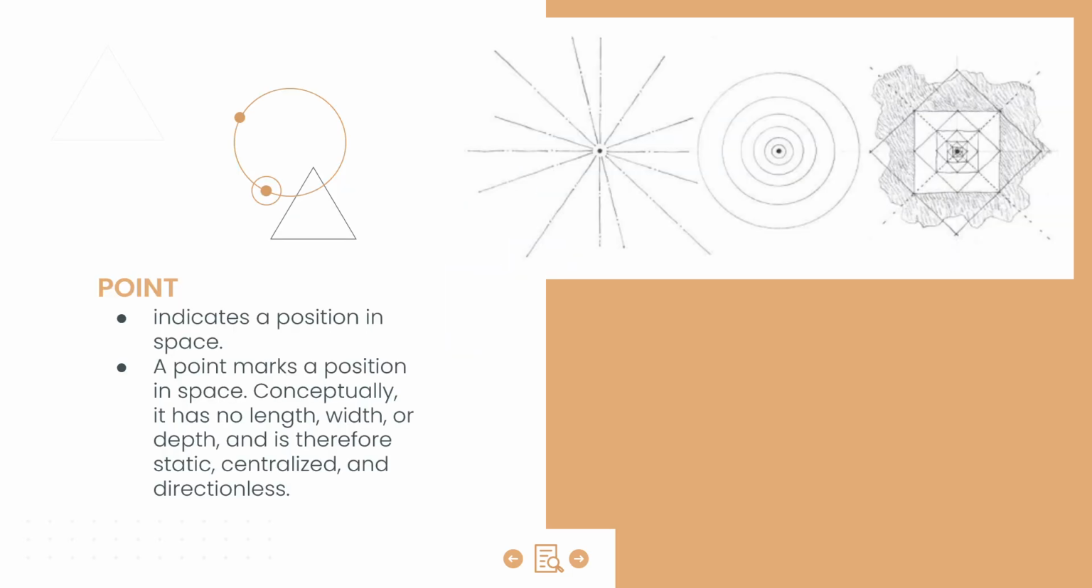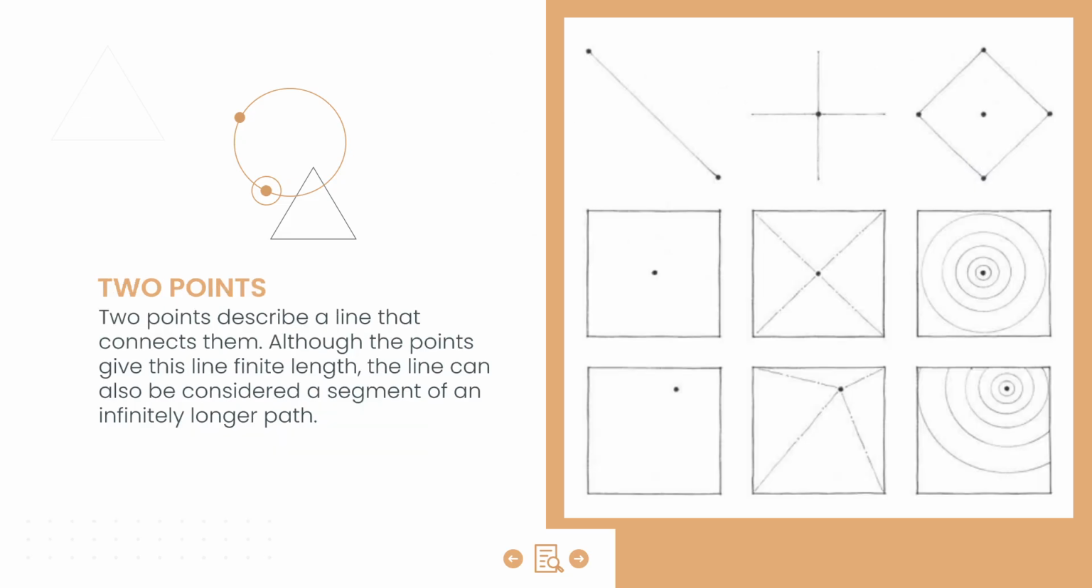First, we're going to discuss point. Point indicates a position in space. A point marks its position in space. Conceptually, it has no length, no width, or depth, and is therefore static, centralized, and directionless. So 2 points describe a line that connects them. Although the points give this line finite length, the line can also be considered a segment of an infinitely longer path.